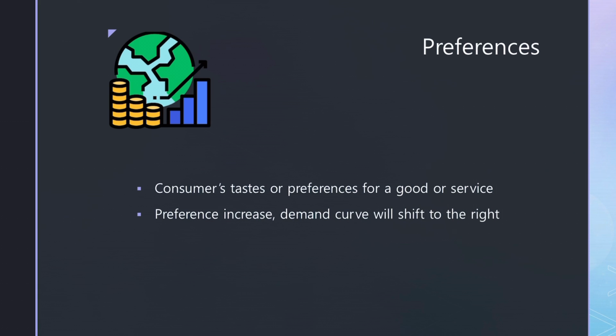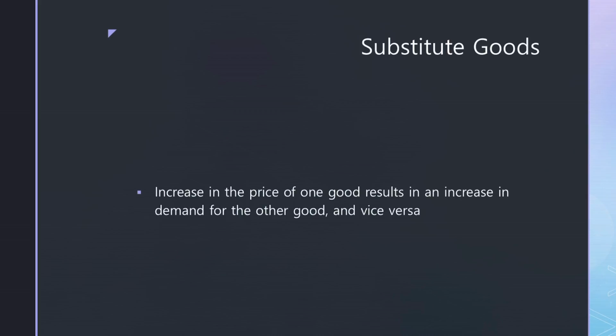Then what are preferences? Preferences are consumers' tastes or preferences for a good or service. If this increases, then the demand curve will shift to the right because consumers want more of these. Then what are substitute goods? As I said before, an increase in the price of one good results in an increase in demand for the other good, because this good becomes more expensive, so you won't want it anymore and you will want a substitute for it, and vice versa.